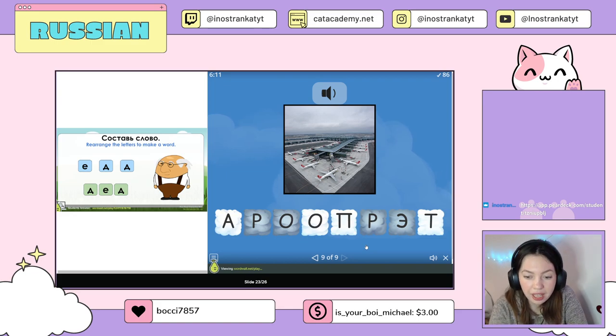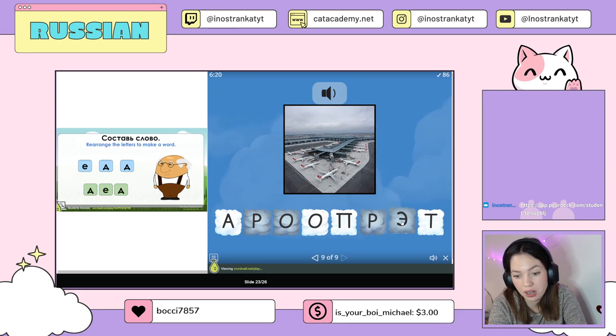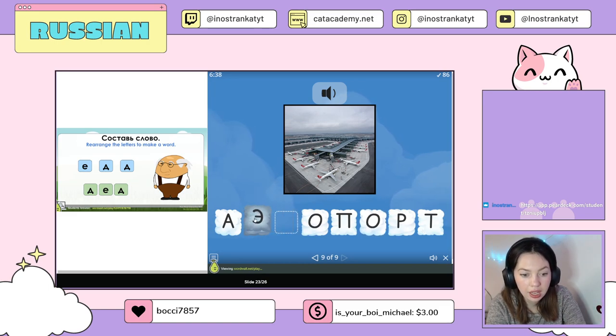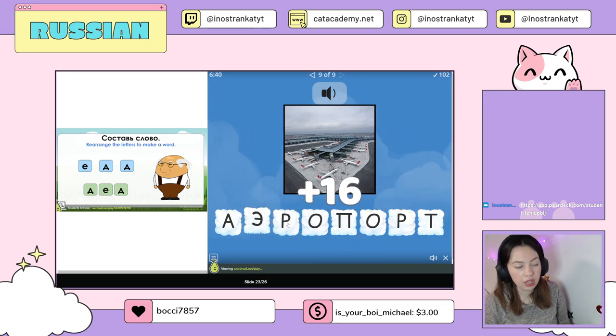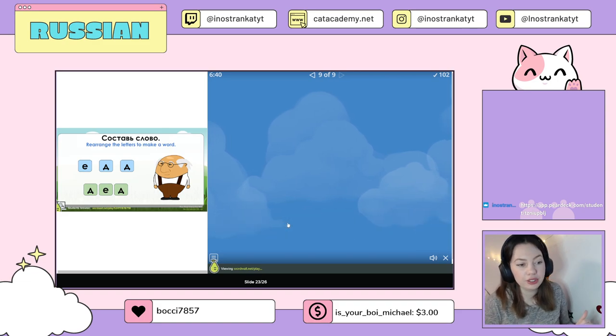But we have a vowel, and two consonants. So we definitely know it should be a consonant somewhere there, so we just put it there, and now we know that it is actually буква Р that makes the sound Р. Аэропорт, порт. Аэро, аэро, аэропорт.